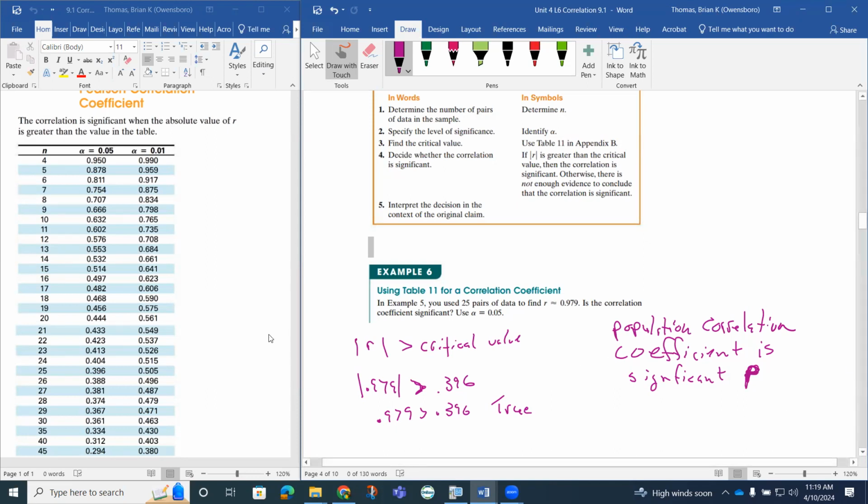We can use this table and test the R value against the critical value in the table, and that will tell me whether or not I can draw conclusions about my population correlation coefficient. And since R was greater than this 0.396, we can now say that with respect to the population, there is significant evidence to move forward with our data.